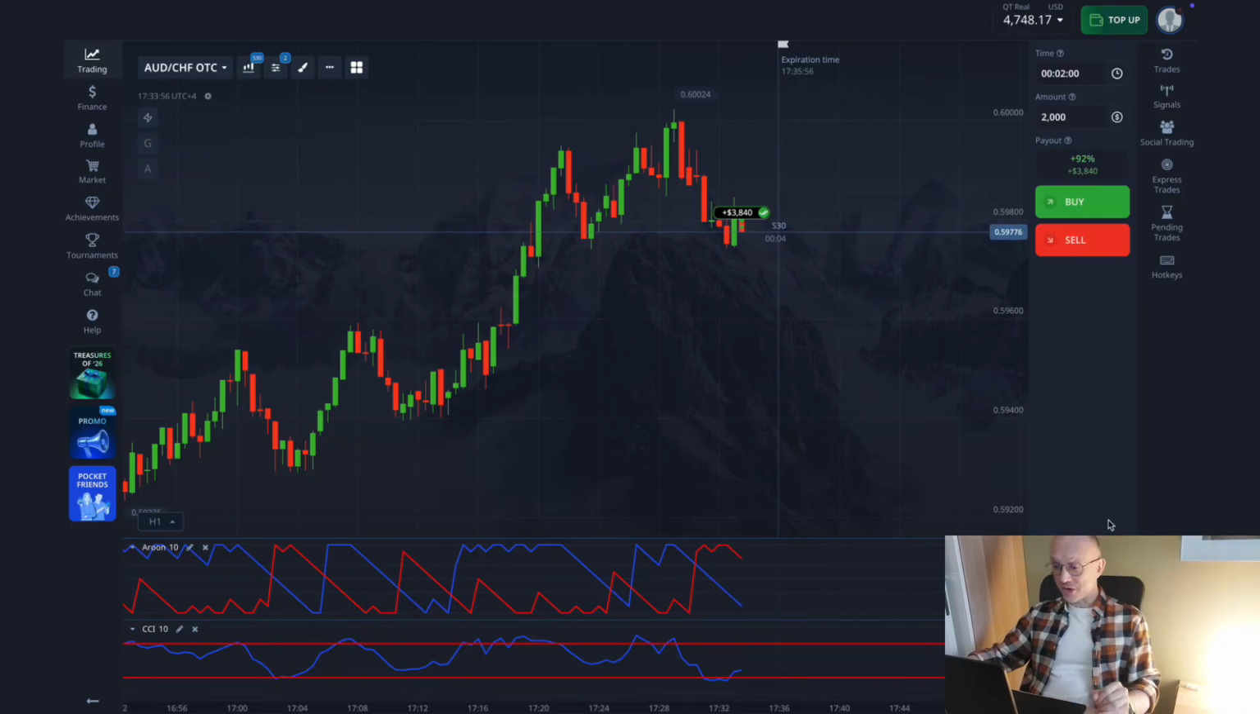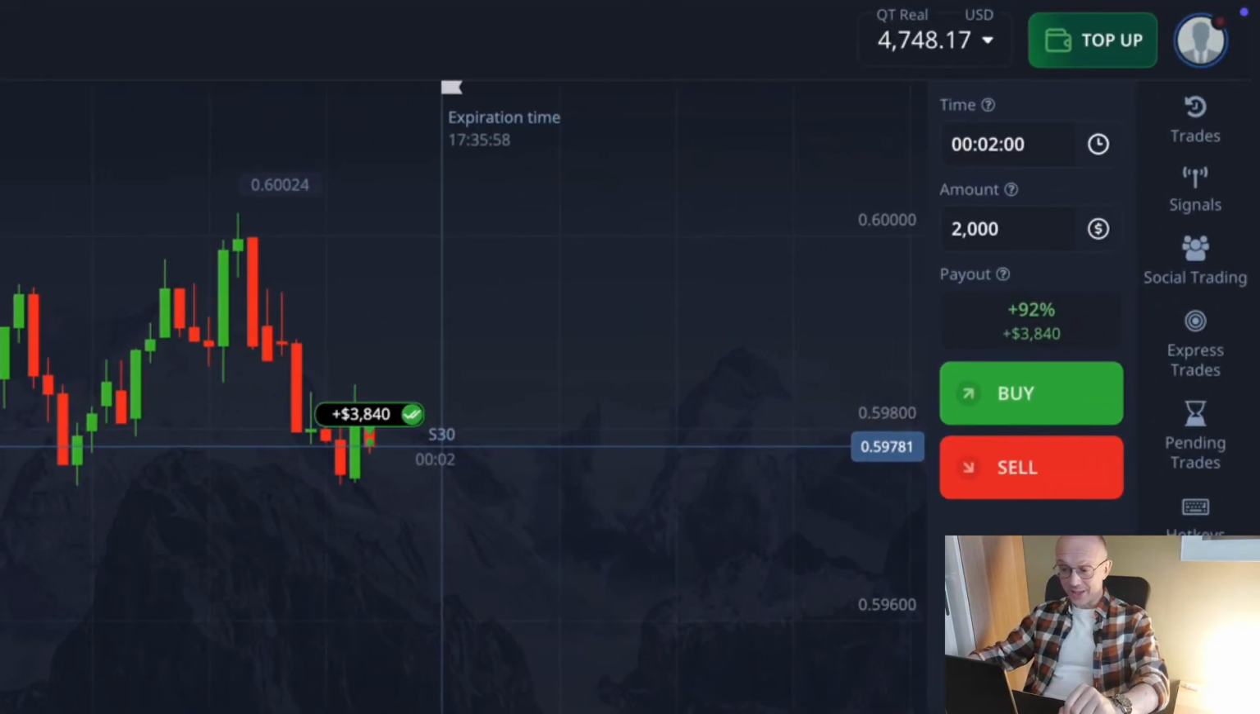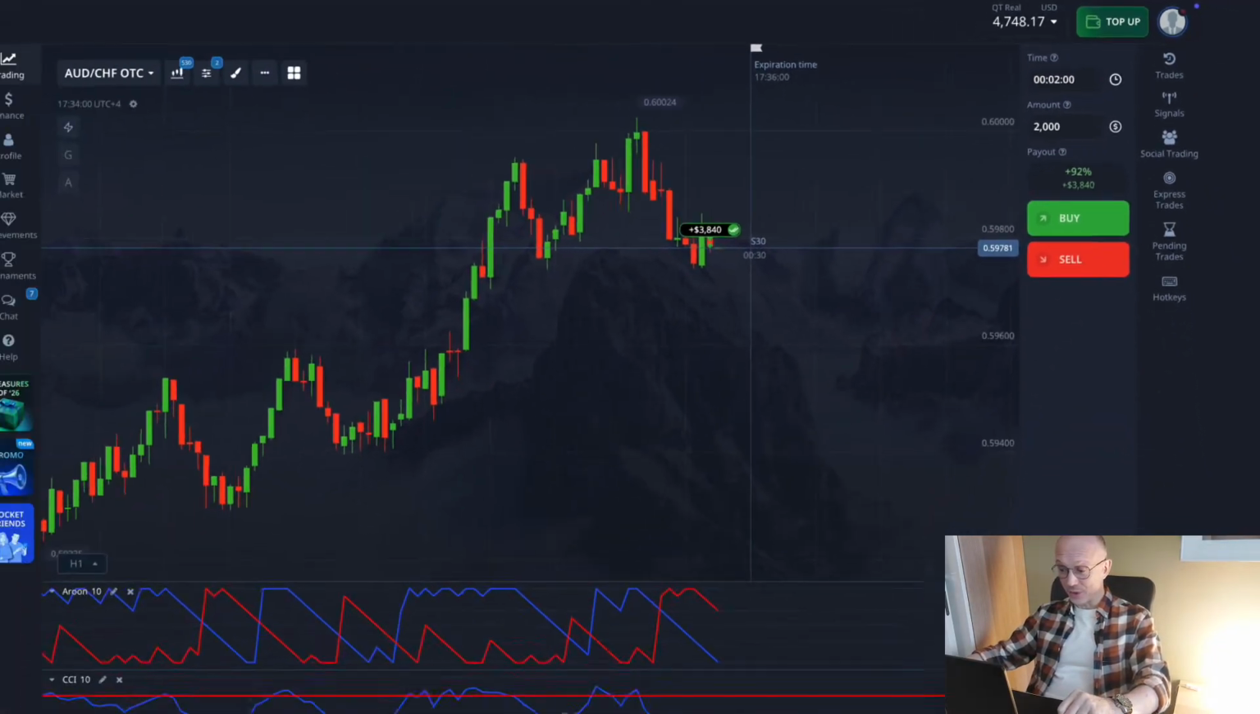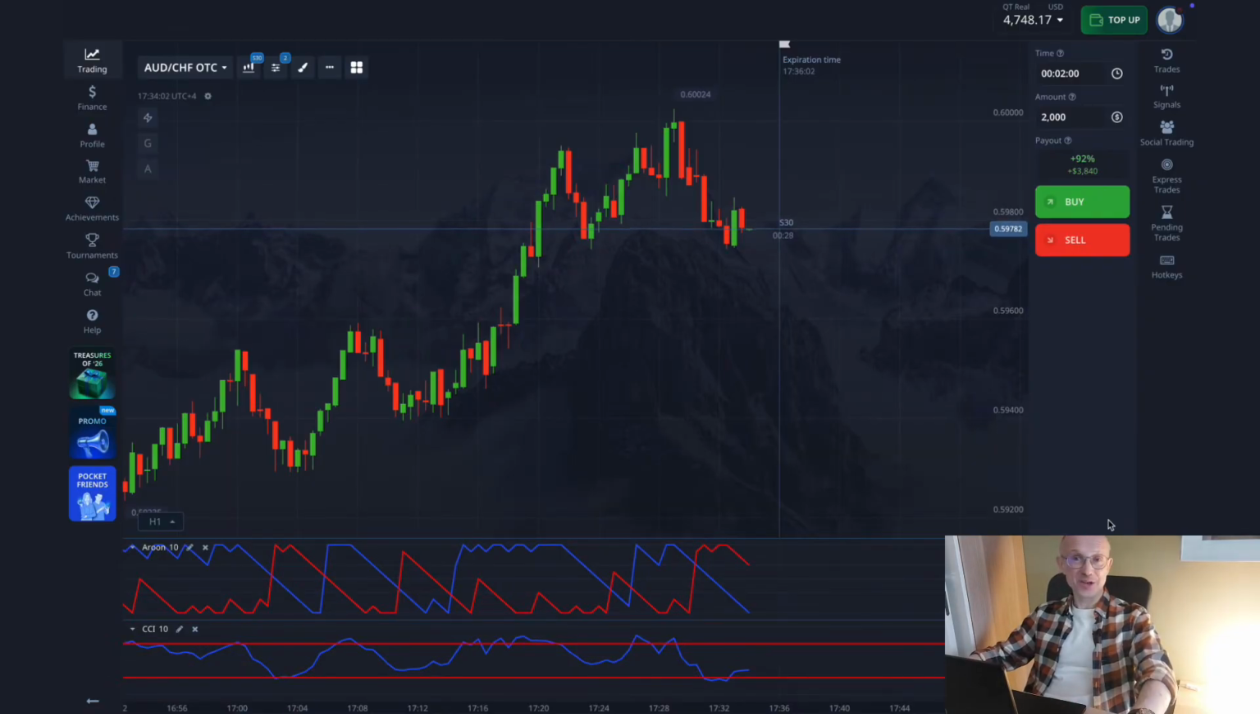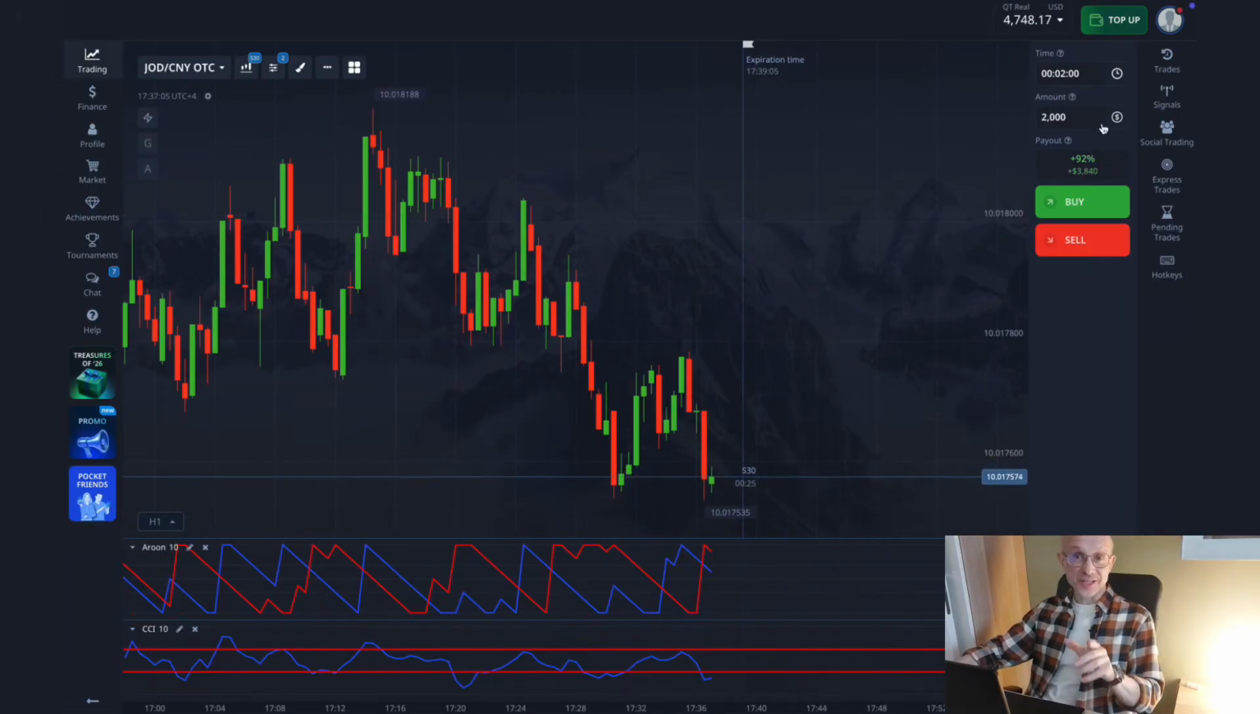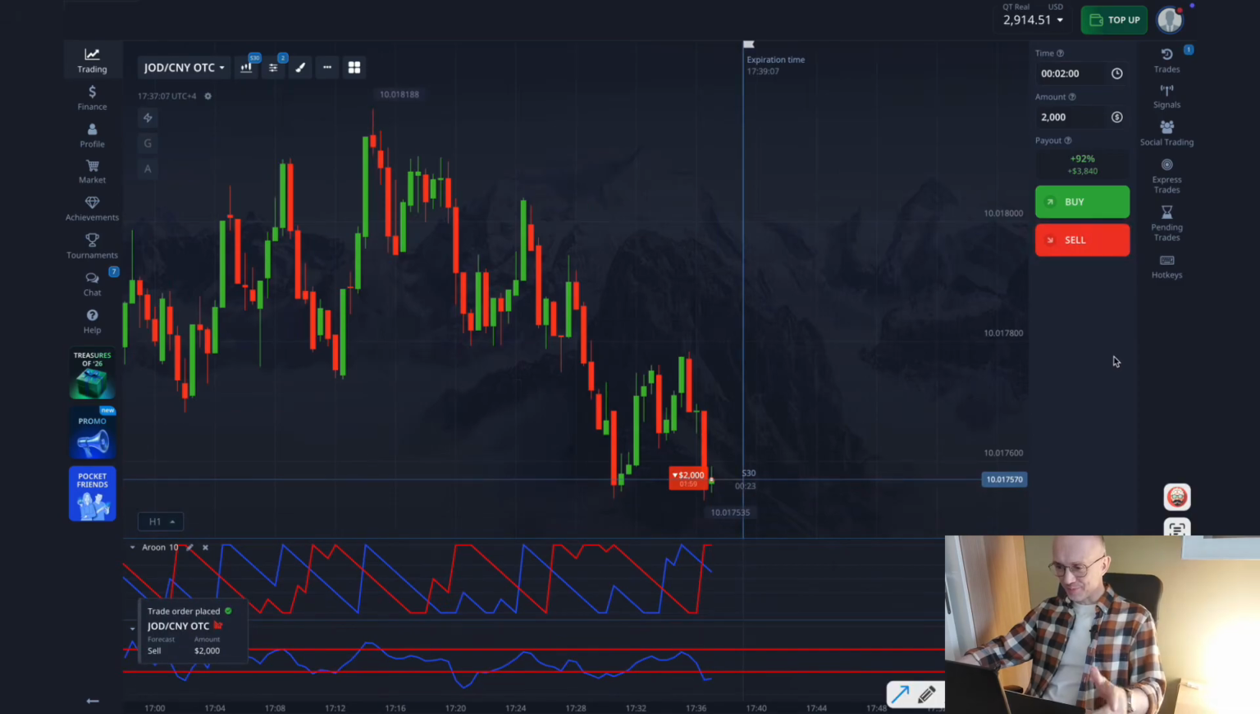And that's a strong result. There's a profit of $1,840 and the pace continues. The final entry is as technical as possible. With the timer set to 2 minutes, I'm opening a short trade for $2,000.